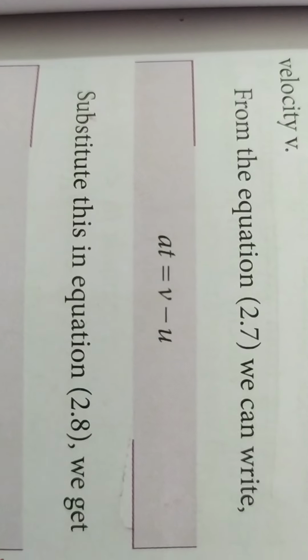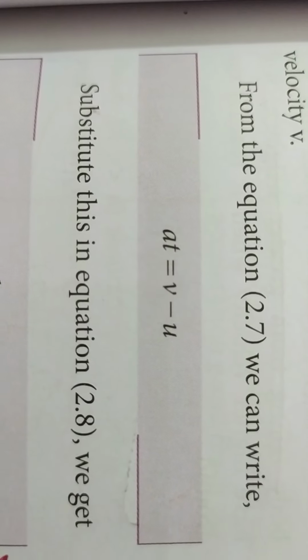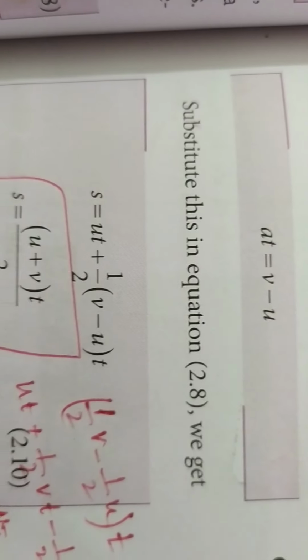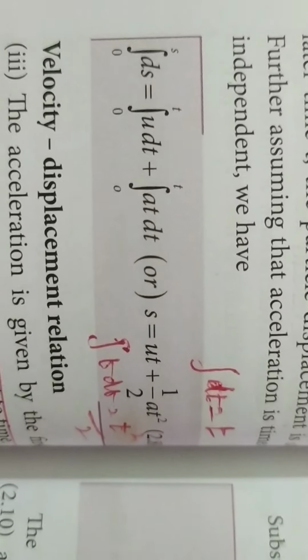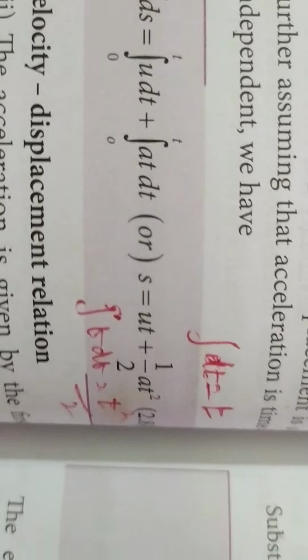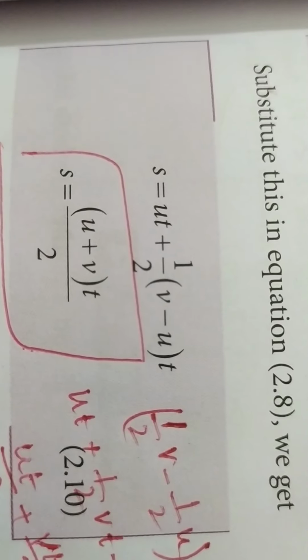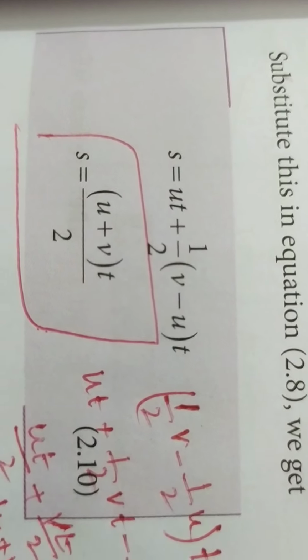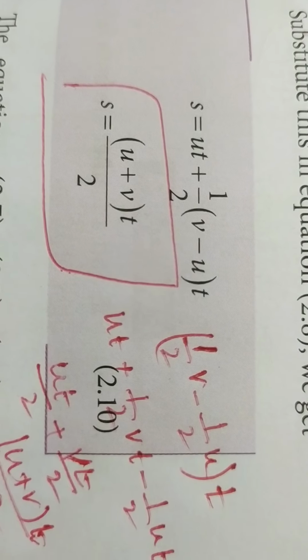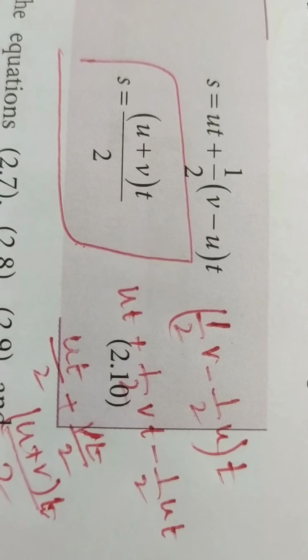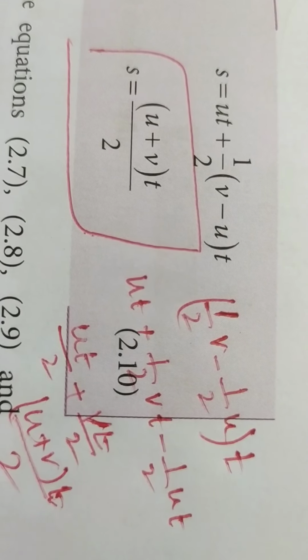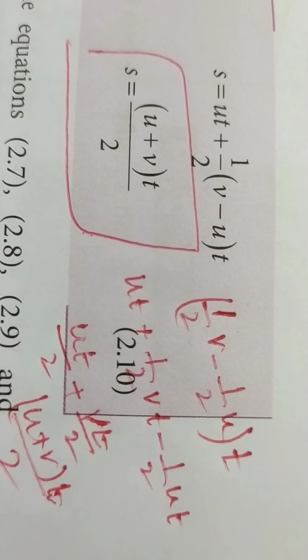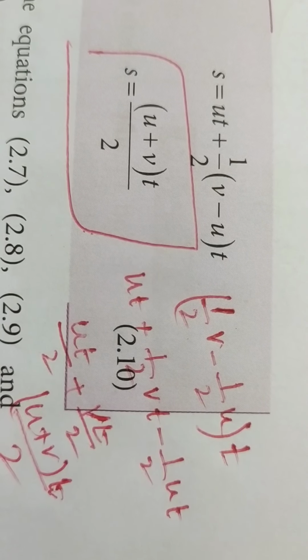Next, you know already v is equal to u plus at, so at is equal to v minus u. In the equation s is equal to ut plus half at square, you substitute: s is equal to ut plus half into v minus u into t. And so when you split it up, half will go inside. So half v minus half u into t.